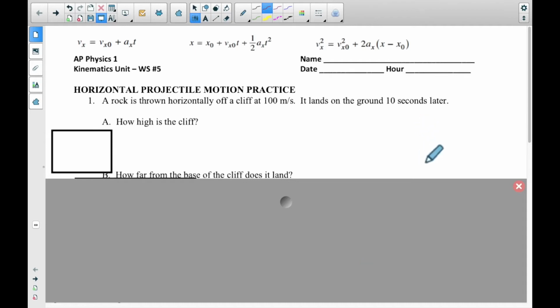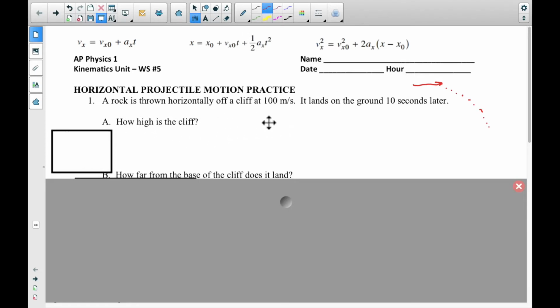Hi everybody, this video is going to go through the examples covered on worksheet number 5. The main concept in this worksheet is that we are dealing with both the x direction and the y direction. So if you project something horizontally, like you throw it across, it's also going to go down. And so it has an x component and a y component to it. That's exactly what this first problem deals with.